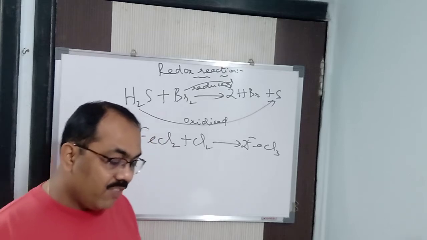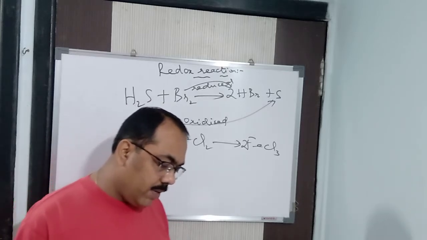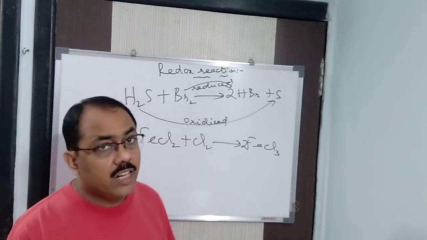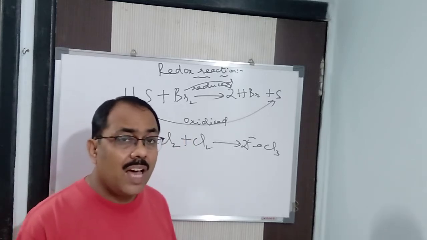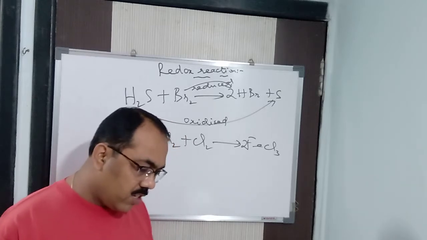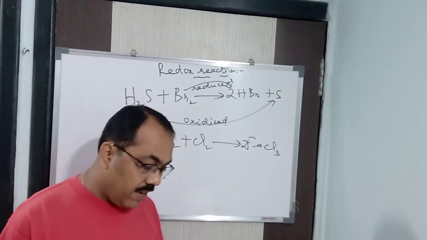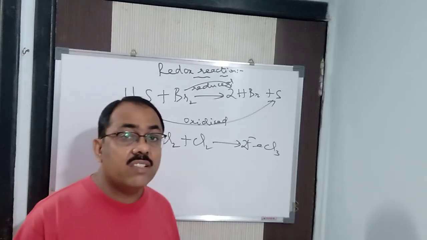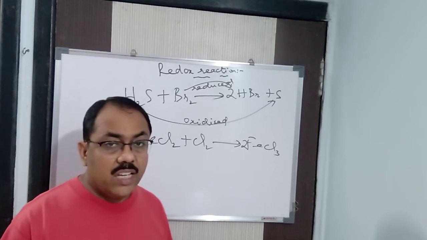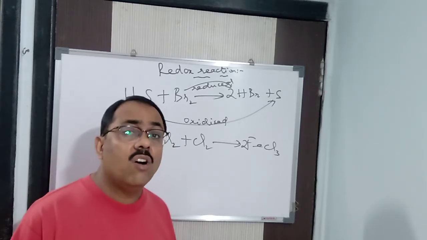So reducing agent may be defined as a substance which supplies hydrogen or any other electropositive element, or removes oxygen or any other electronegative element. There I said removes hydrogen. Here I am saying removes oxygen or any other electronegative element. A reducing agent, after carrying out reduction, itself gets oxidized. Reducing agent reduces other substances, but itself it gets oxidized.